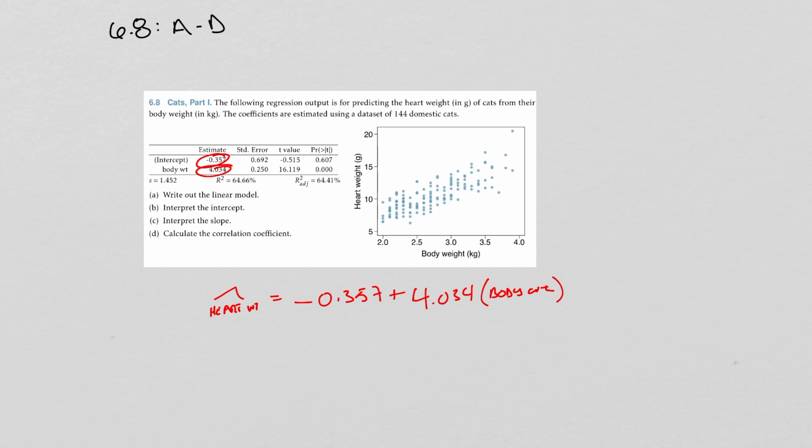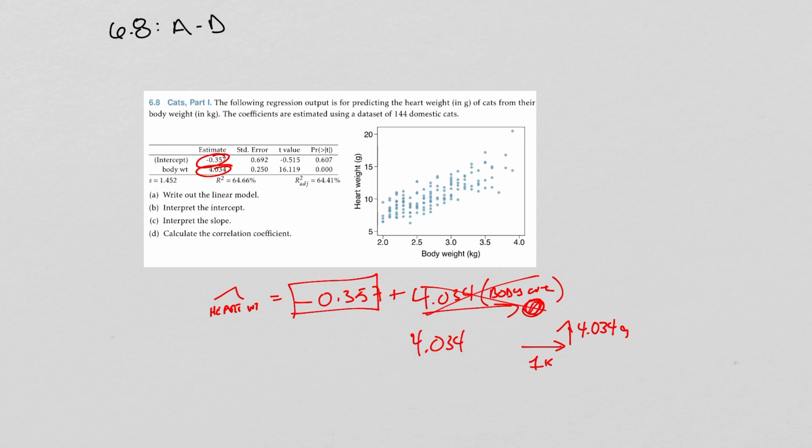Interpret the intercept. So the intercept here means that it's somebody that weighs 0 kilograms. If body weight was 0 and everything else cancels out over here, their heart weight would be negative 0.357 grams. No such thing, because there's no such thing as somebody weighing 0 kilograms, right? Interpret the slope. The slope 4.034 means that for every 1 kilogram of increase, you are going to have an increase of 4.034 grams.